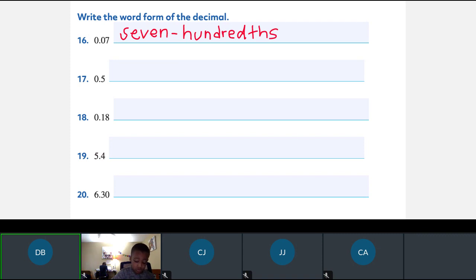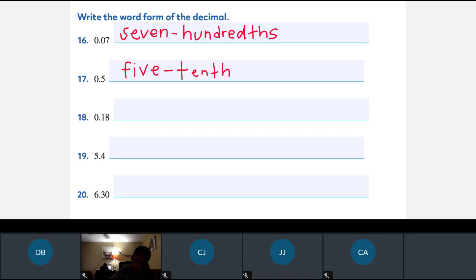Okay, 7/100ths. That is what you should write for number 16. That is the word form of 7/100. Okay, number 17 is 5/10ths. So write the number 5, the word 5 rather. Put your hyphen, and then tenths. 5/10ths.